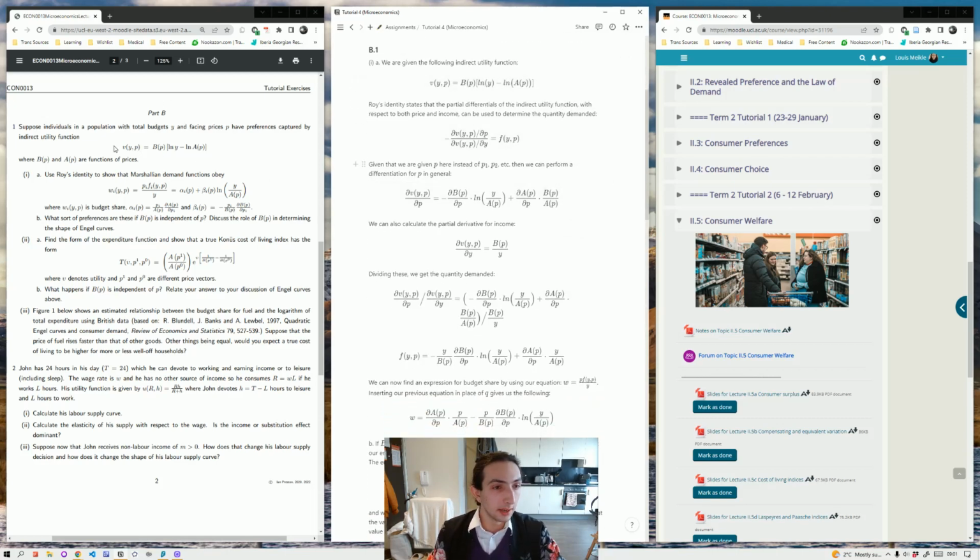Okay, so we have this indirect utility function, where we have B(P) and A(P), which are functions of prices, respectively. Now we have to use Roy's identity to show that Marshallian demand functions obey this rule, where the budget share, denoted by W, is equal to price times the Marshallian demand over Y, which itself is equal to these two expressions over here. I do eventually get this, and I will show you how.